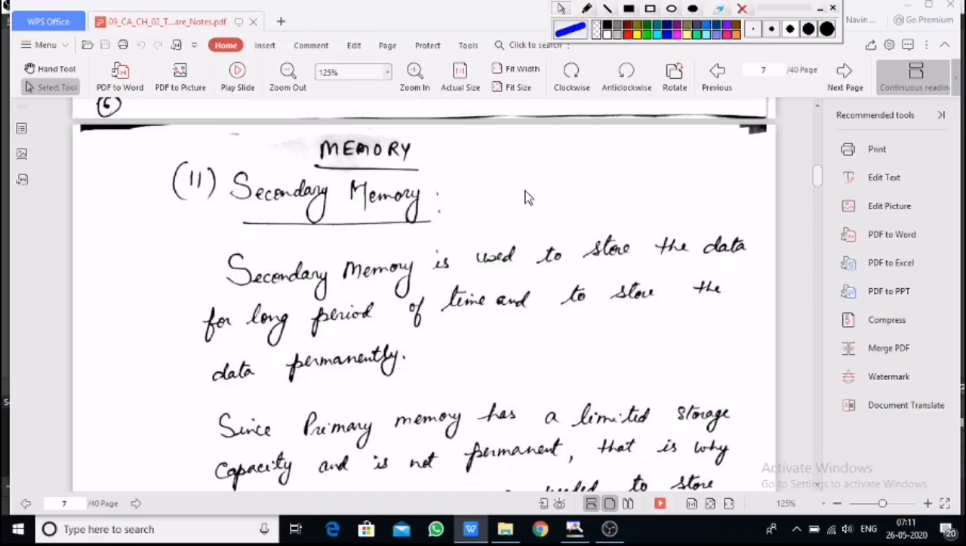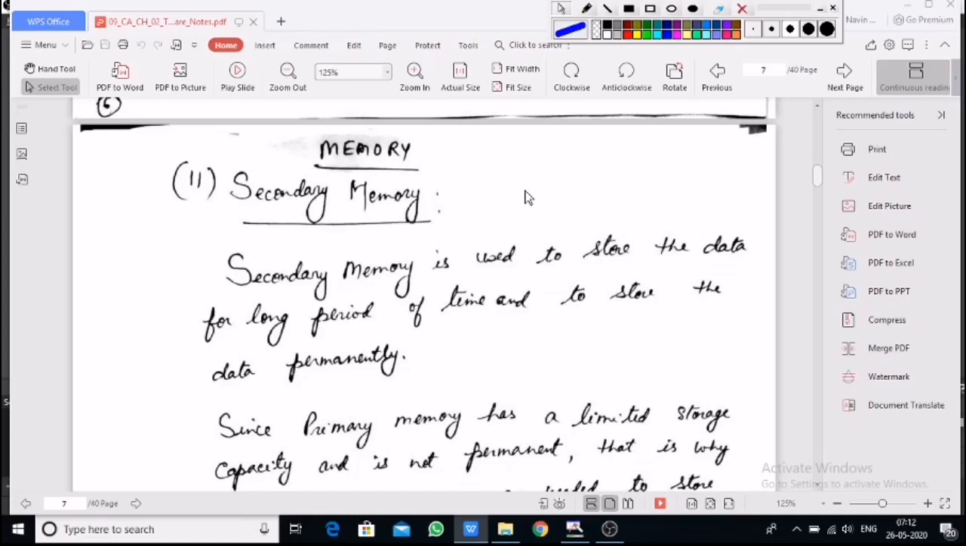In our previous class, we finished with primary memory, and today we are going to see the second type of memory, that is secondary memory. As we all know, secondary memory is secondary by nature as it helps primary memory to run the system by storing data. Secondary memory is used to permanently store the data.